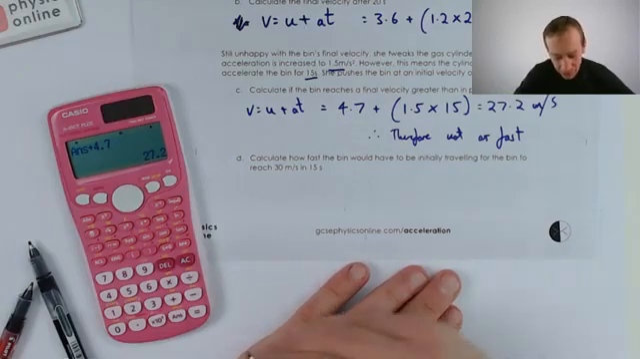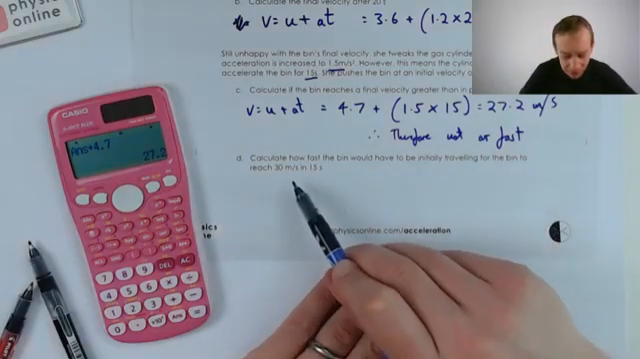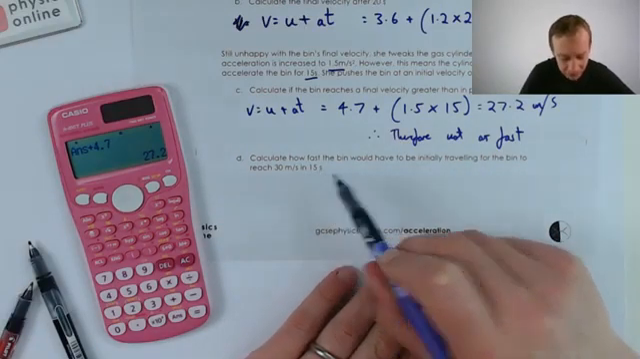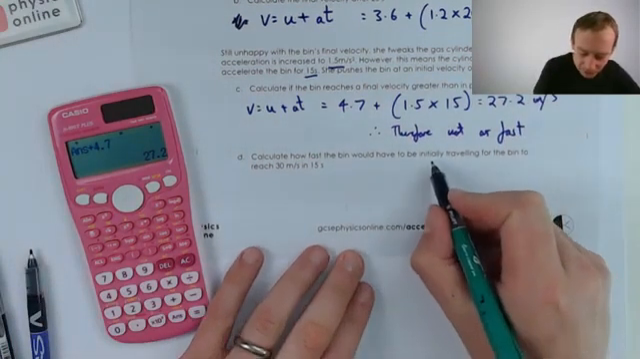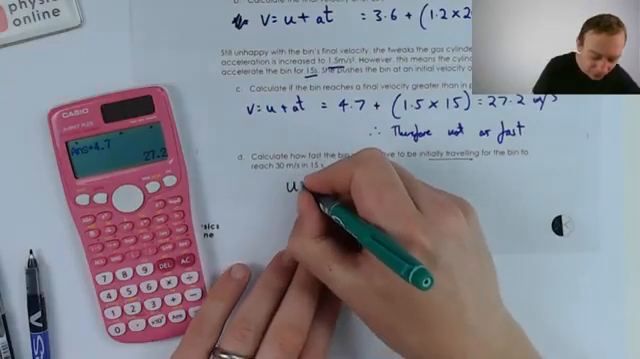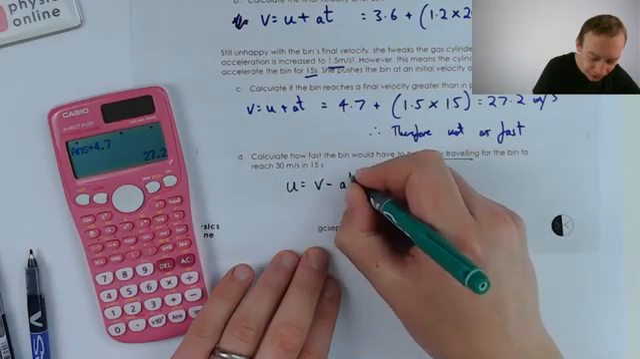Calculate how fast the bin would have to be initially travelling for the bin to reach 30 meters per second in 15 seconds. So now what we're going to be looking at is u. Okay, so we can say that u is equal to v minus at.